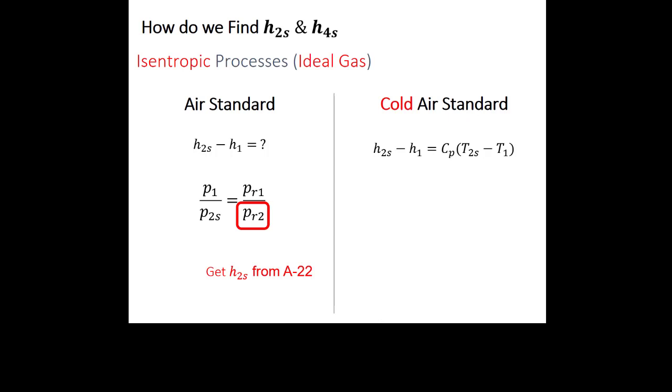Cold air standard though works just like we did in the last example, that I have delta h, but actually I never care about the individual h's, because for a cold air standard or a constant specific heat problem, I make the assumption that delta h is approximately equal to Cp times delta T.